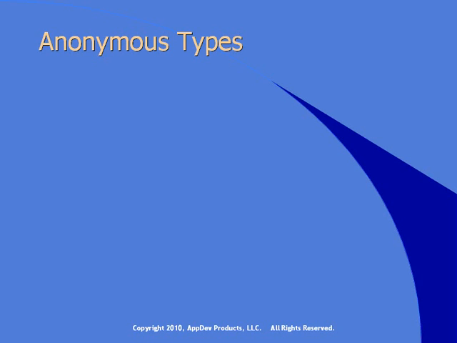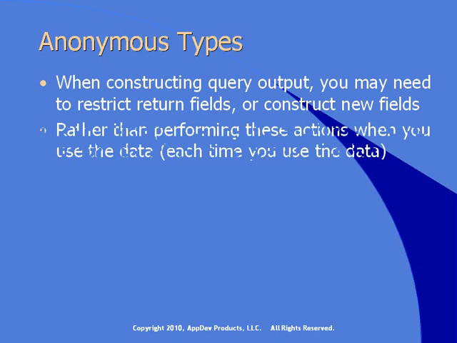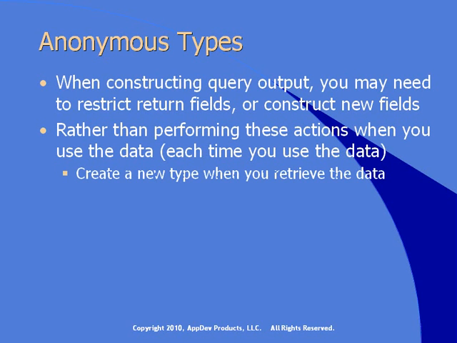Every example we've seen so far returns the entire iterator variable as the return value of the select clause. When constructing your query output, you may need to restrict the return fields or even construct new fields. Rather than performing these actions when you use the data, and that would be every time you use the data, you can create a new data type at the moment you retrieve the data. That is, you can create an anonymous type, a type without a name.